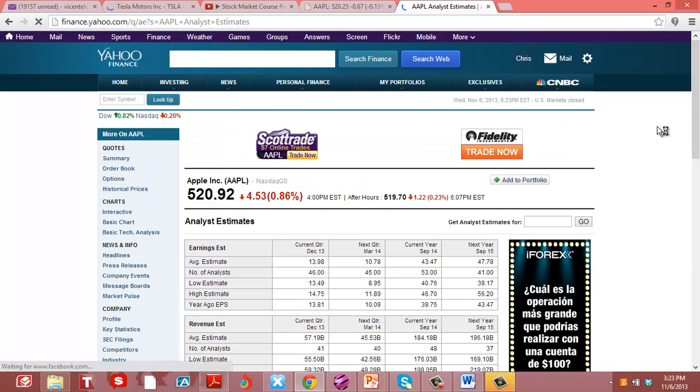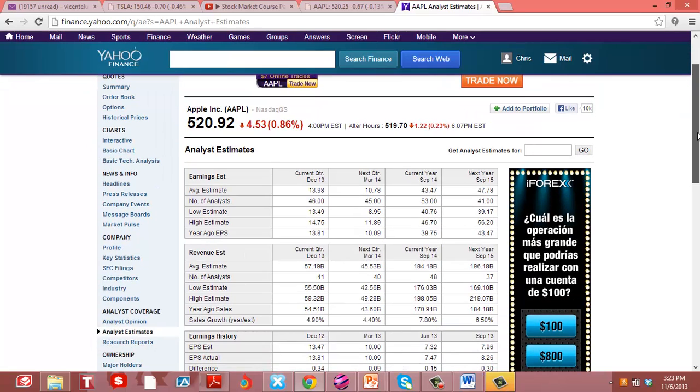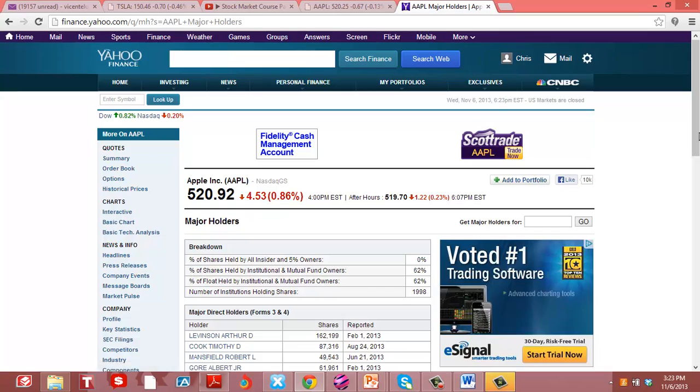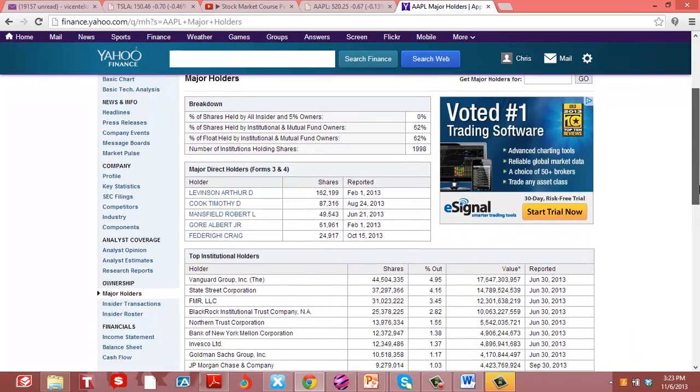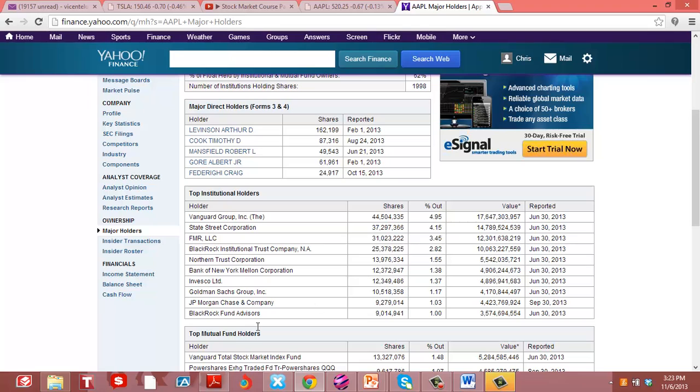You can see the estimates for the analyst. You can also go right down here and see the major holders. Who are the biggest players in the stock? And obviously the hedge funds, the institutional ones, and the banks like Goldman Sachs, Bank of New York, they have a lot of shares. They invest a lot of their capital into the stock market, and the ones that move the market. And you can see the individual investors right here.